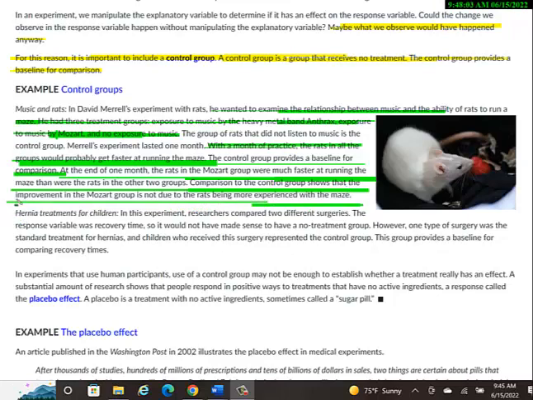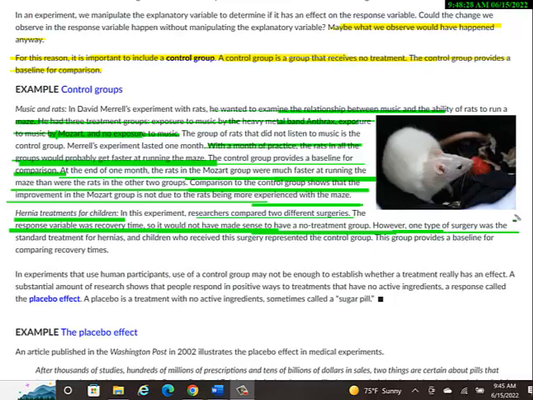Then the other example, the hernia treatment example from the previous page: researchers compared two different surgeries. The response variable was recovery time, so it would not have made sense to have a no treatment group. Yeah, the whole point is to prove that people being treated with different things recover faster. So there would be no control group. Yeah, in this case, people have to be treated. That's what they're trying to prove, that one type of treatment is better than the other.